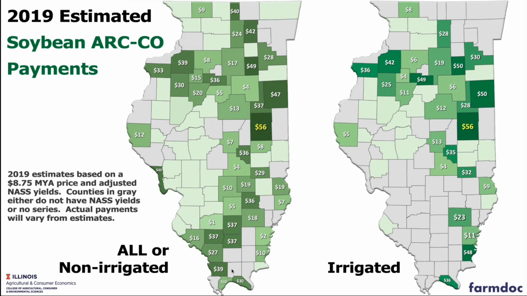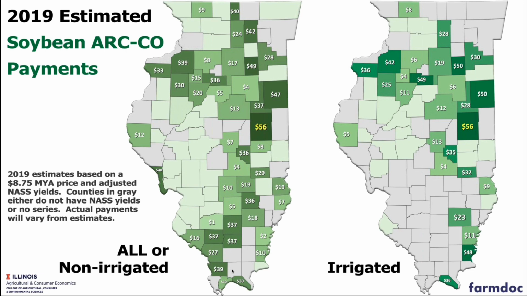The counties that do not have a label, there's kind of a light gray. That means there is no NASS yield, right, Gary? So we don't have a payment estimate. And then the light green counties, if you can see the contrast there in the counties that aren't labeled, the light green ones had yield data, but they just don't have an ARC County payment. So the estimate is $0 on that.